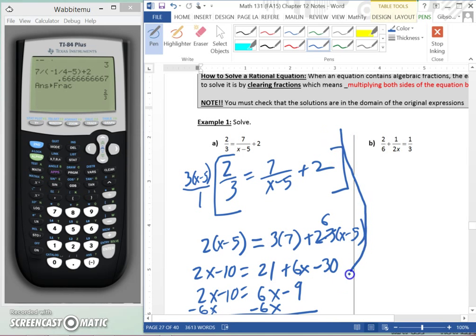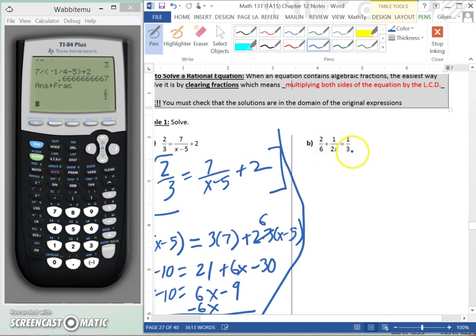Okay, now we come here to B. Same thing here. We look at all these denominators. What is the common denominator of 6, 2x, and 3? It'll be 6x. You have to include the variable. So we would take 6x and multiply it by this whole equation. Now we know this is assumed to be 6x over 1.